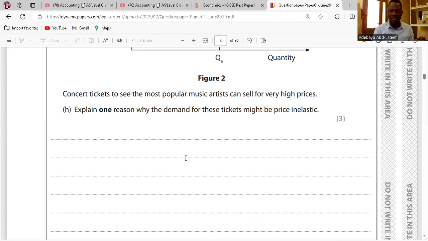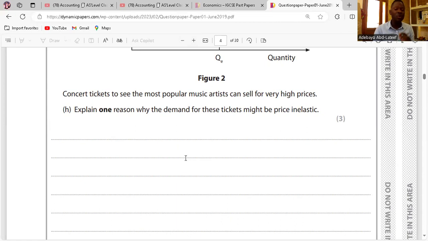So the first one I wrote about is low proportion of income spent. If the proportion of income you have to spend on the concert is less, that means you are making more money, and the concert ticket is just a small percentage of what you are spending. So you won't care about the price. You would as well buy the ticket. The demand for tickets might be price inelastic if the price is low relative to the level of income. So the amount of tickets sold doesn't have any effect on income, so it will still be price inelastic.